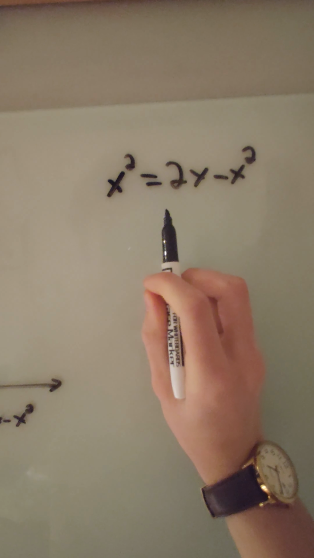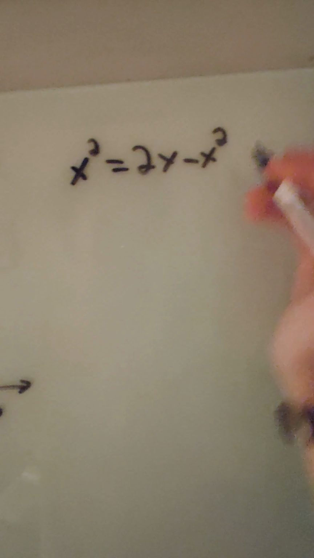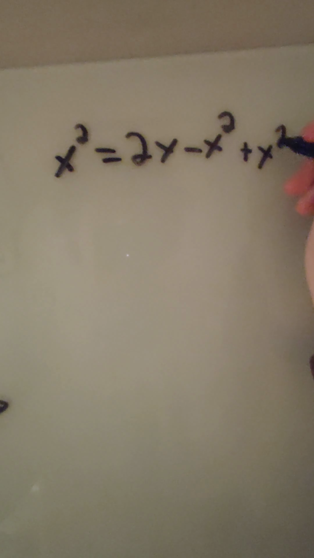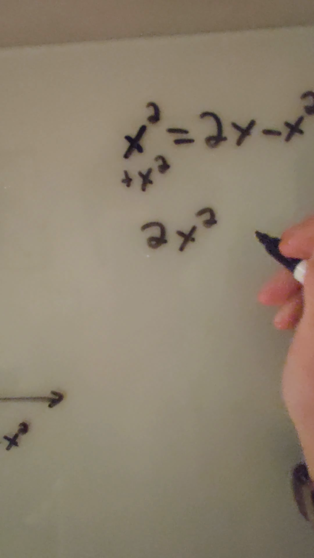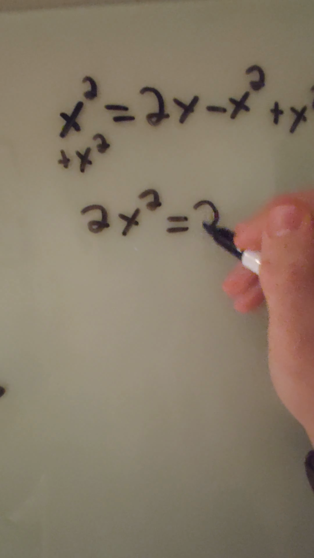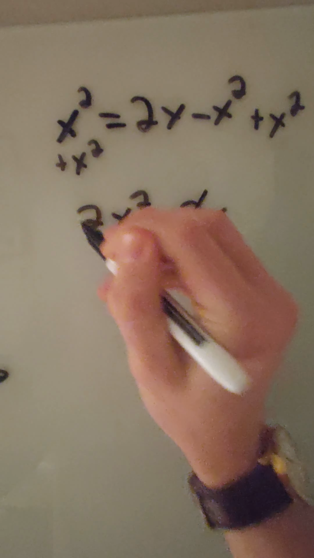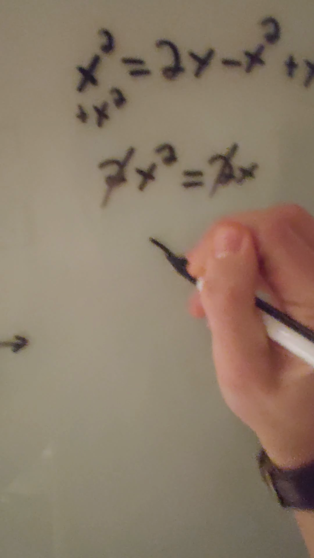Now, this is just simplification, so we can go plus x squared on this side, plus x squared on this side. This gives us 2x squared is equal to 2x. We can divide both sides by 2. We are given x squared is equal to x.